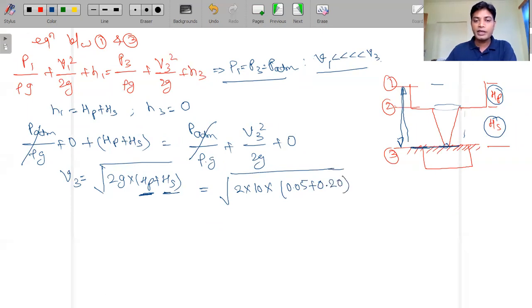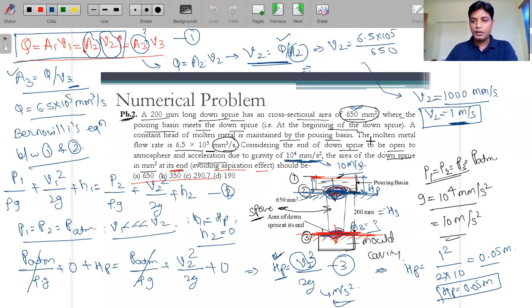Okay. So guys, can you tell me the value of V3 from here? Very fast. Very good. So V3 is equal to 2.23, right? 2.23, very good. This is meter per second, so this is the unit of that. Now this is V3, but this is not the answer. We want the cross-sectional area, meaning the area of the down sprue at the end. So this A3 we want.